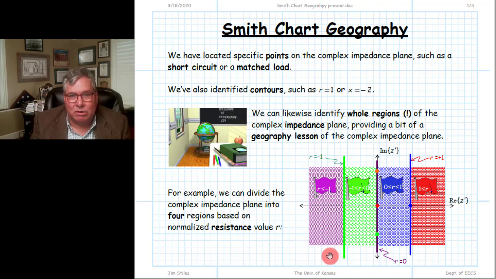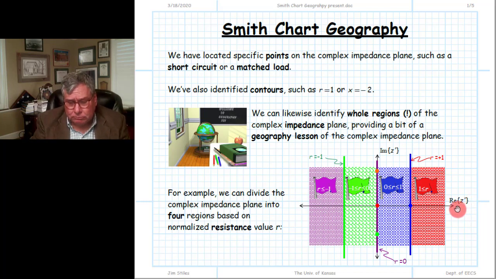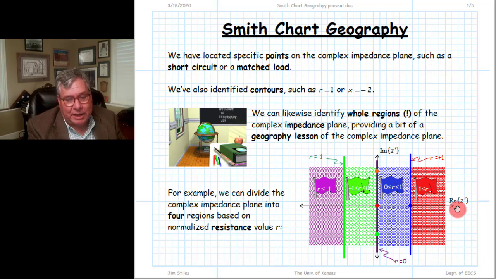But all four reside partially in the capacitive region, or reside in the inductive region, in the top half of the impedance plane. They span the boundary between the inductive and the capacitive region, because that boundary, of course, is the real axis, the horizontal axis of the complex impedance plane.